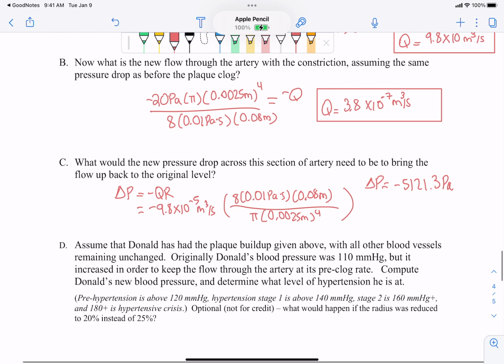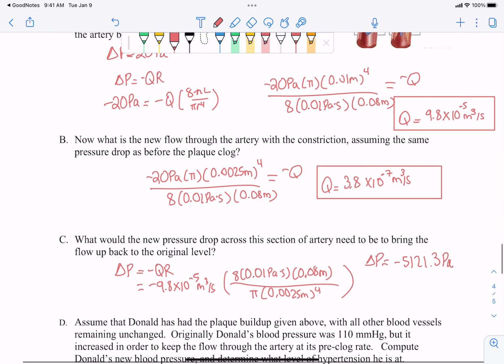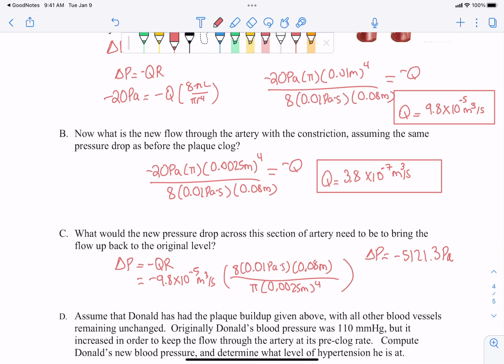Yeah, so that's a big pressure drop. But it's accurate. It's unfortunate, but it's accurate. You're supposed to get big numbers. I think this is just throwing shade again to Donald. So there needs to be a large pressure drop to maintain normal levels of blood flow.